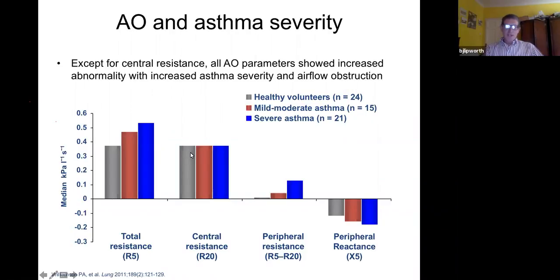So I think this slide teaches beautifully that the most important thing in asthma as you go from normal to mild to moderate to severe is that this is a disease of small airways and not of large airways. And that's a lovely example. Now, if you look at the peripheral resistance between 5 and 20 hertz, the difference between this and this, you can see that also proportionately increases as well. And if you look at peripheral airway reactance or compliance, that also shows a commensurate change in the negative direction as you go from healthy, mild to moderate to severe.